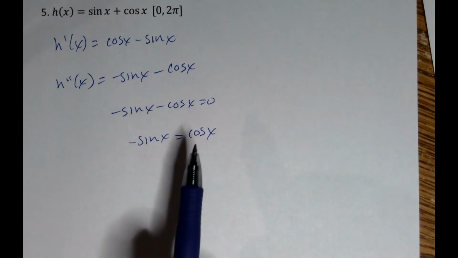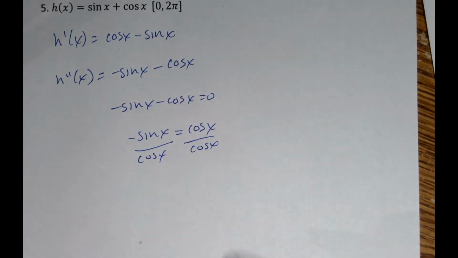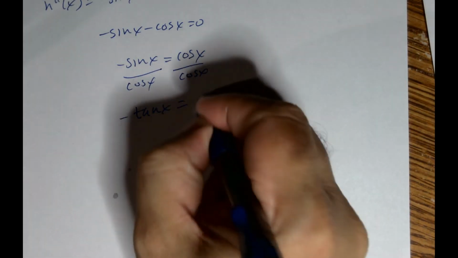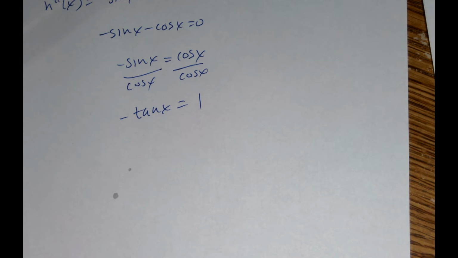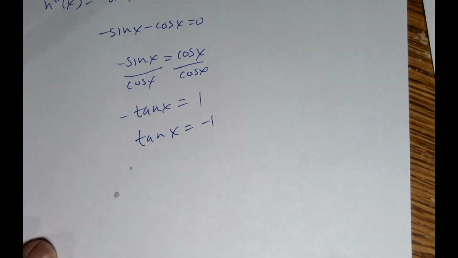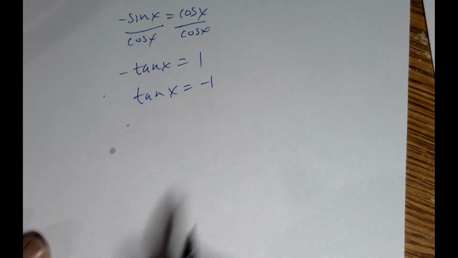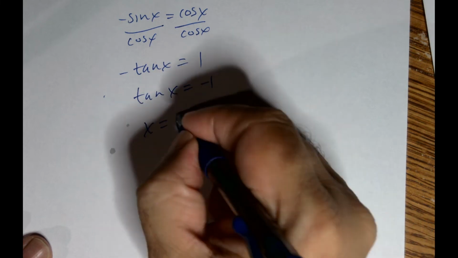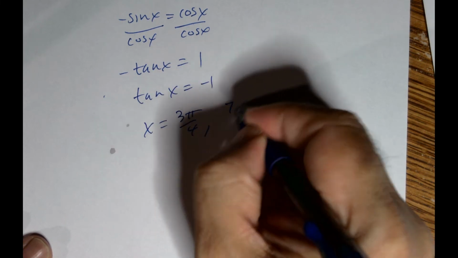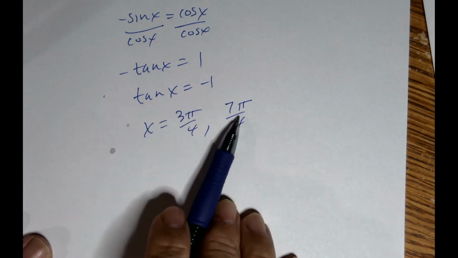And what you're going to do is divide by one of them. I'm going to divide by cosine x. And when I divide by cosine x, the left-hand side turns into negative tangent x, and the right side turns into 1. So now I have a regular trig equation to solve. I'm going to move that negative sign to the right side, right? So negative tangent x equals 1, the same as tangent of x equals negative 1. So this gives me x equals 3 pi over 4 and 7 pi over 4. Tangent of 3 pi over 4 is negative 1. Tangent of 7 pi over 4 is negative 1.